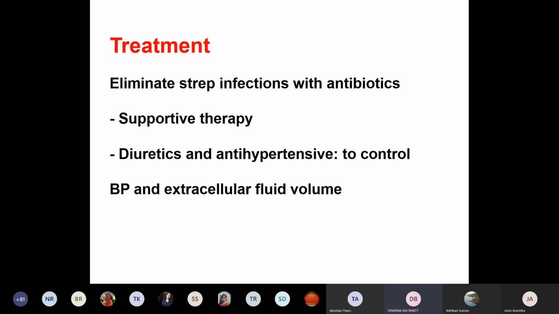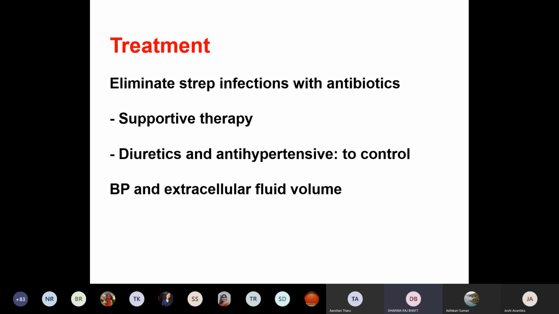but it is not for treatment of PSGN because it is not directly caused by the organism. It is because of the deposition of immune complexes. Other options include supportive therapy, use of diuretics, and antihypertensives to control the blood pressure and extracellular fluid volume, because there will be accumulation of fluid and increase in the blood pressure. So these are the treatment options.